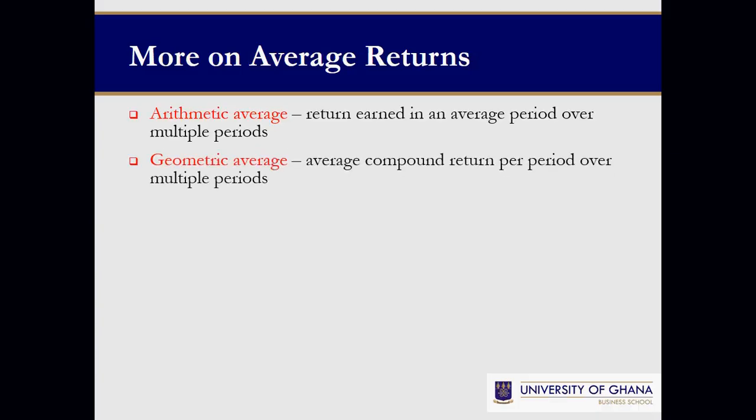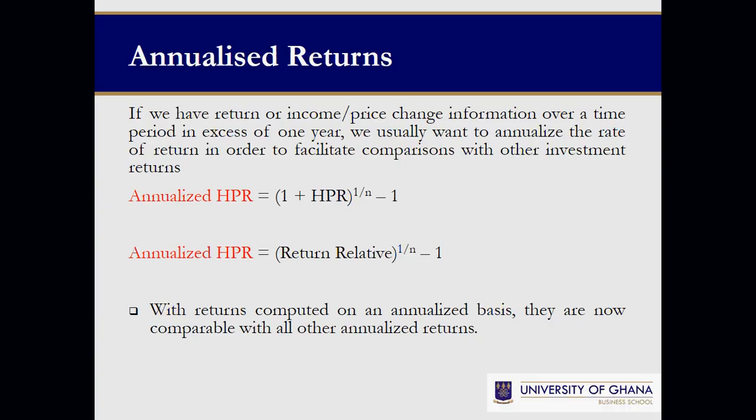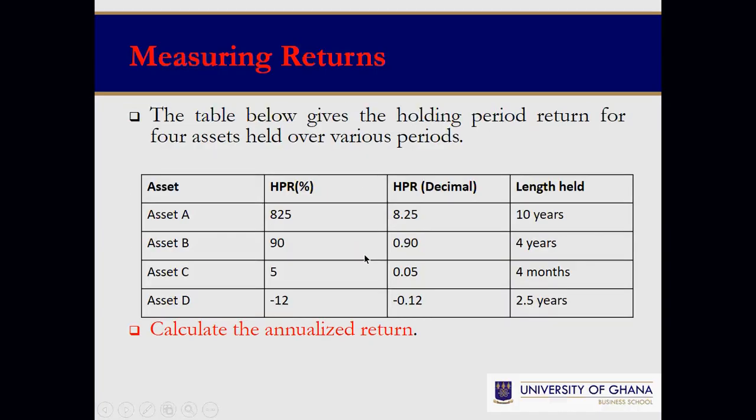So what we are going to do is add 1 to the HPR given, then raise to the power 1 over n, minus 1. It is more or less like the geometric. The same thing, right? So it means that we normally use the geometric. Returns computed on an analyzed basis are now comparable with all other analyzed returns. What this basically means is that whenever the returns are given to us in different years, we have to convert them to look the same, right? So that's what we are coming to do now.